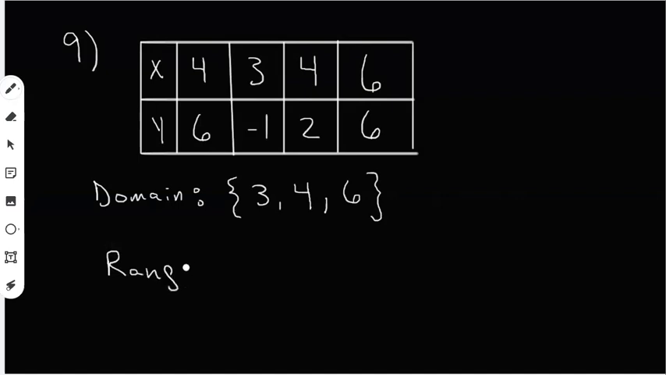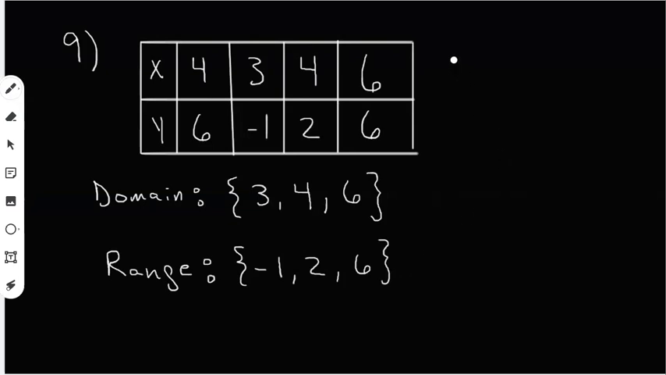All right, let's move on to the range. The range is the set of all the y values, right? Let's go from least to greatest. We start off with negative 1. Then we have a 2. And then the last number we're going to write is the 6. And notice that the 6 repeats itself, so we're only going to write that once.